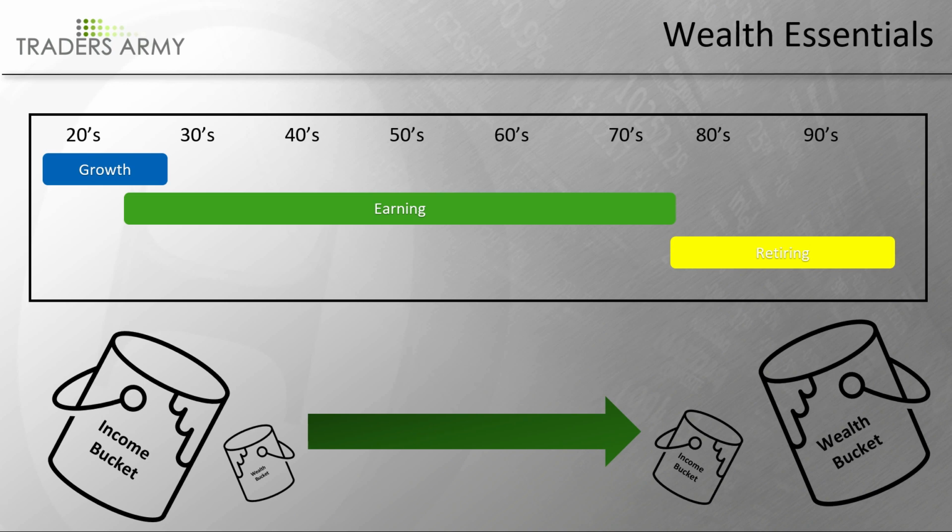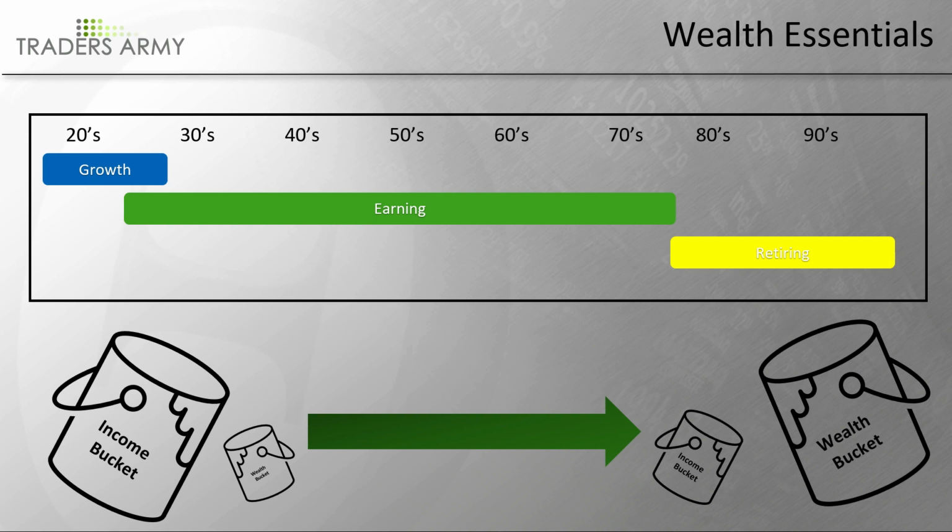Now, we've already talked about the power of time and compound interest and why it's important to start saving and earning earlier rather than later. And so what we want to do is talk about different account types that I might use as we transition over to that wealth bucket. So let's talk about those account types.